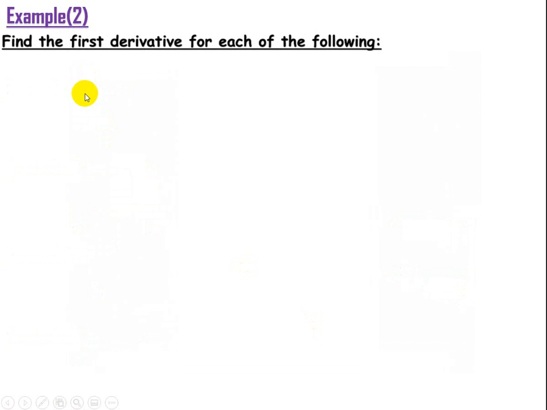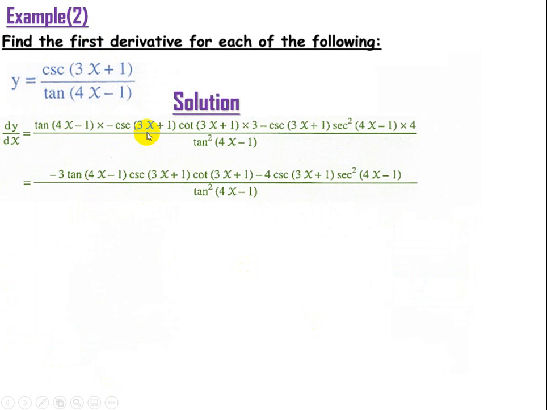Example number 2. Find the first derivative of each of the following. Number 1, y equals cosec (3x plus 1) over tan (4x minus 1). This is a quotient, so the denominator power 2 will be tan squared (4x minus 1).